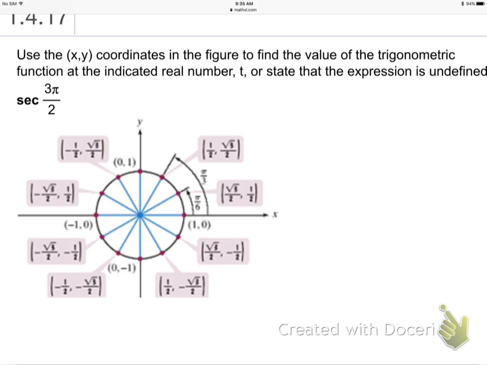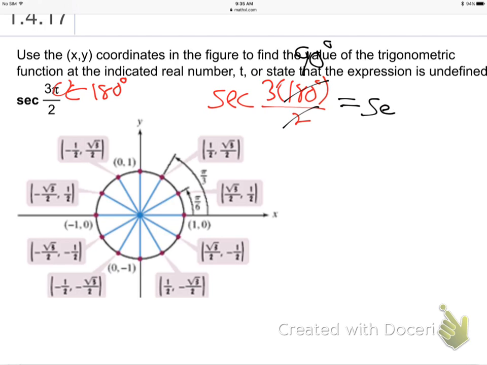You all finding that one? It's the same angle we had a second ago, right? Put the 180 in there for pi. So secant of 3 times 180 over 2. Like that. And then 2 goes into 180 90 times. 3 times 90, same spot. 270. Now where's 270? Straight down. We just did it. Right, there's 270. And so it's 0, 1.